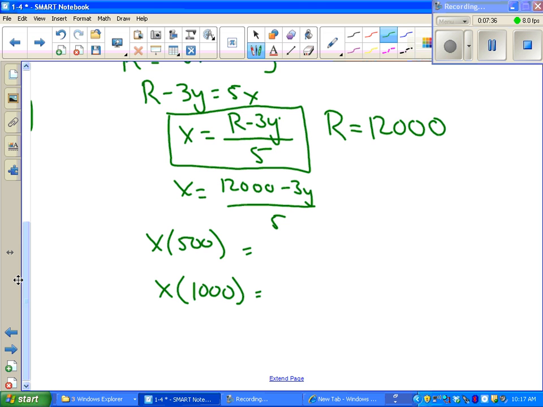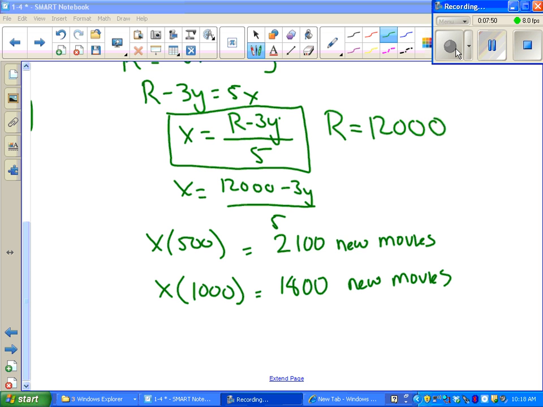Obviously, we should have a bigger number for the first one. Because we're not renting as many used movies, we need to rent out more new movies. So plug these into the equation, see if you get the same numbers I get. If you're not getting these same numbers, go back and check your calculations. Be sure you're using the order of operations correctly. That's it for this lesson.